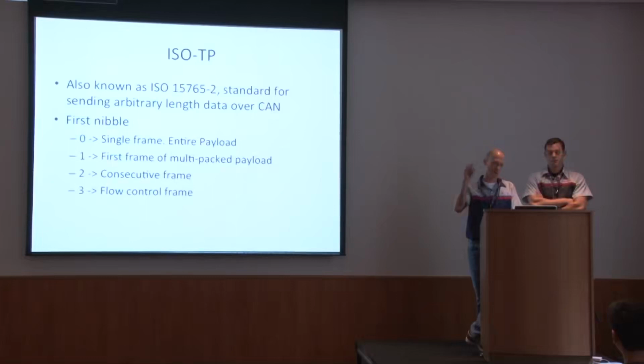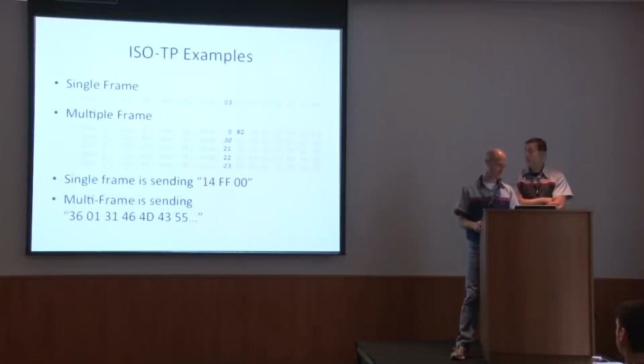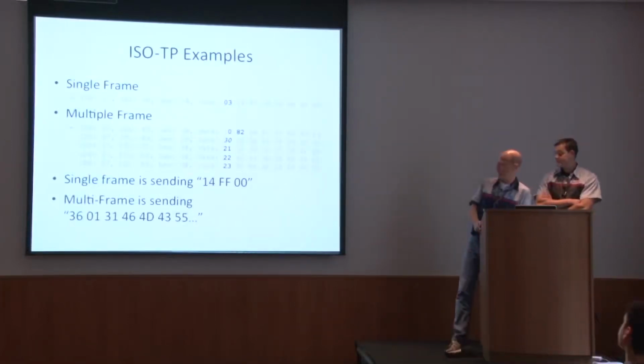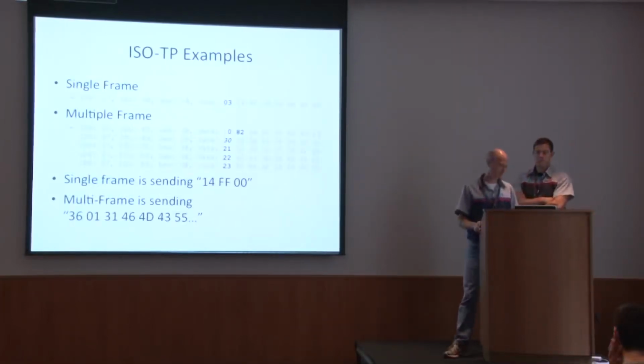They do it by changing the value of the first byte of the message. So it's 0 if it's only going to be one message, 1 less than 8 bytes. 1 if it's the first message, 2 if it's some follow-on, and 3 if it's like an acknowledgement or something. So I'll show you examples, that'll make sense. Here's some real CAN traffic using this ISO-TP standard.